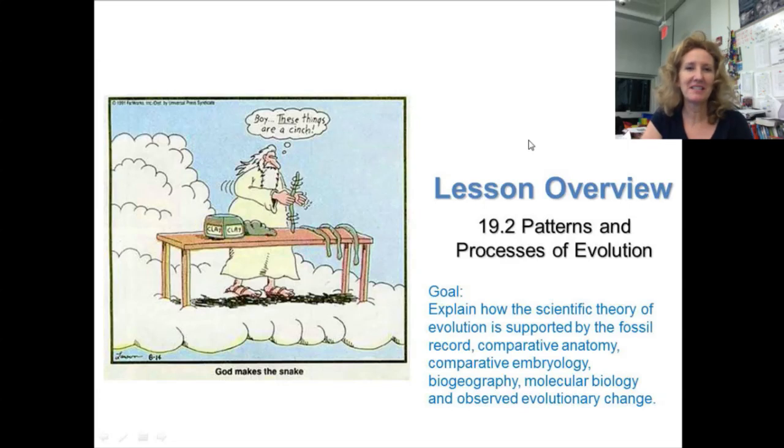All right, welcome to lesson 19.2, Patterns and Processes of Evolution. The goal is to explain how the scientific theory of evolution is supported by the fossil record, comparative anatomy, comparative embryology, biogeography, molecular biology, and observed evolutionary change. All that stuff leads up to evolution.